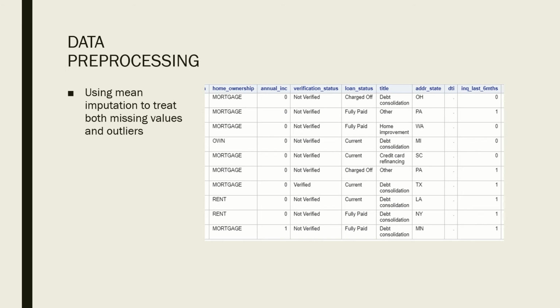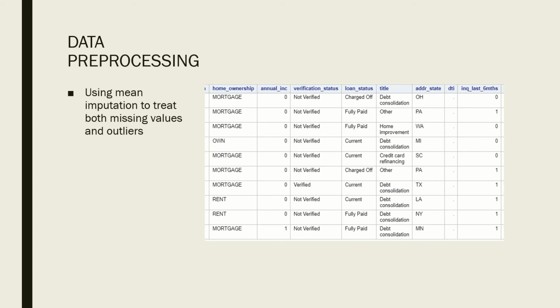And then data pre-processing will be done to treat the missing values and outliers identified in annual income and DTI columns. As for the missing values, the missing value is first investigated, and it is found that for the 10 missing values in DTI, there are also outliers in the same rows for annual income. So as they are in the same rows, they are being treated in the same way, which is by using mean imputation.